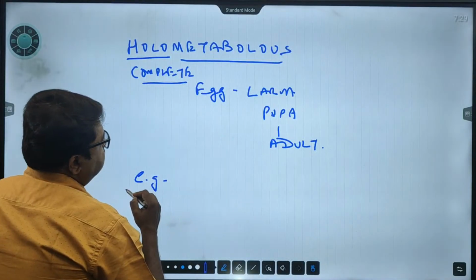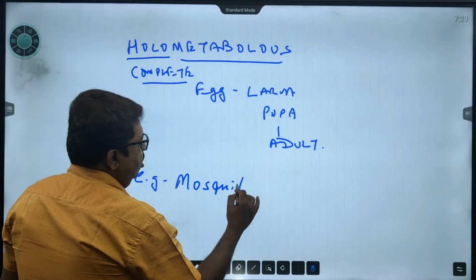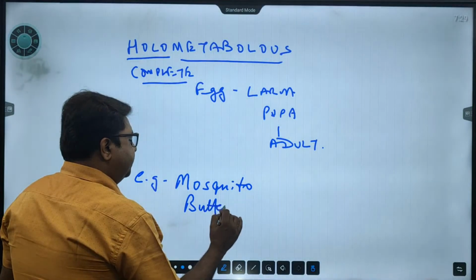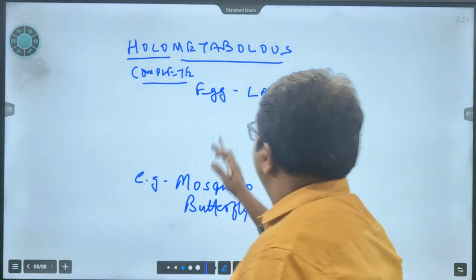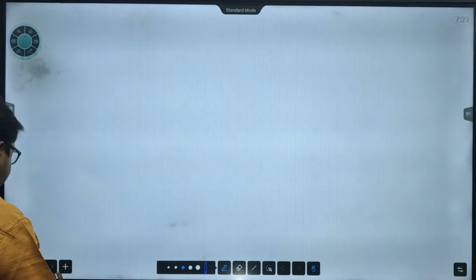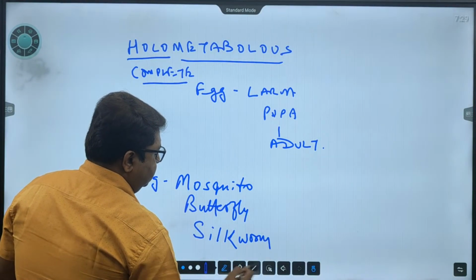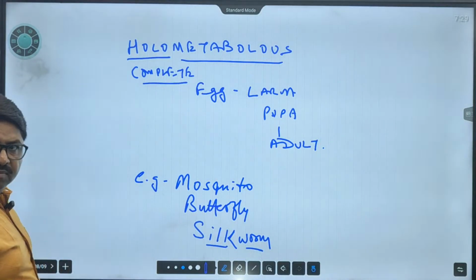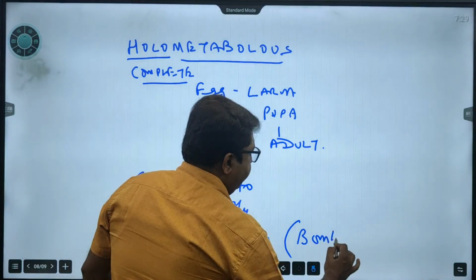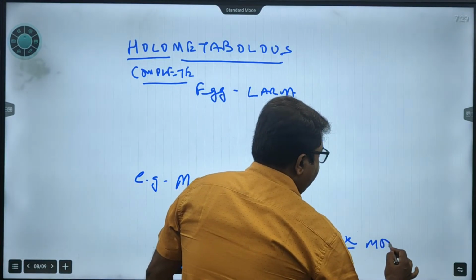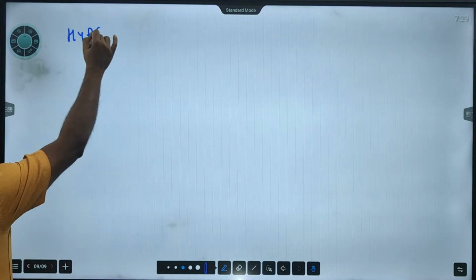Holometabolous example is the one that you know, mosquito, butterfly are the examples of it. And silkworm, Bombyx mori, M-O-R-I. Silkworm is holometabolous. The next one is hypermetabolous.